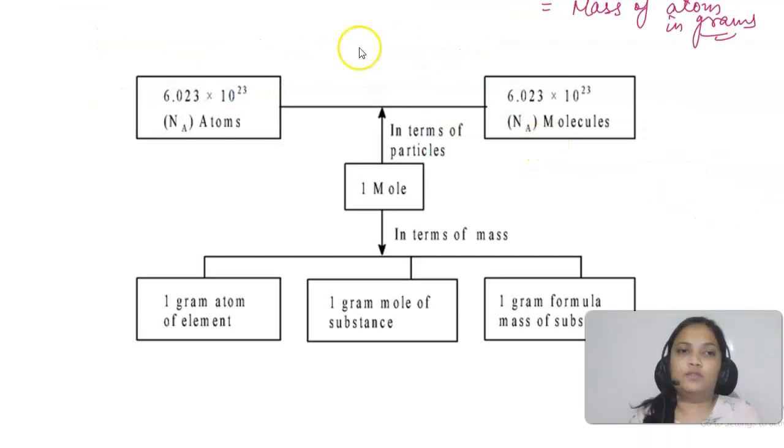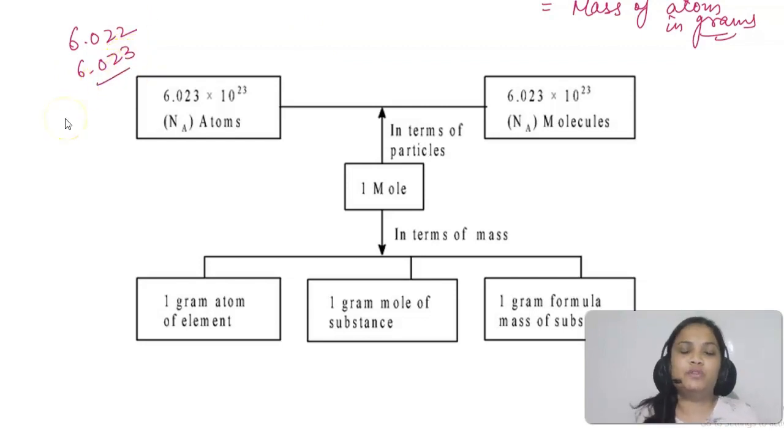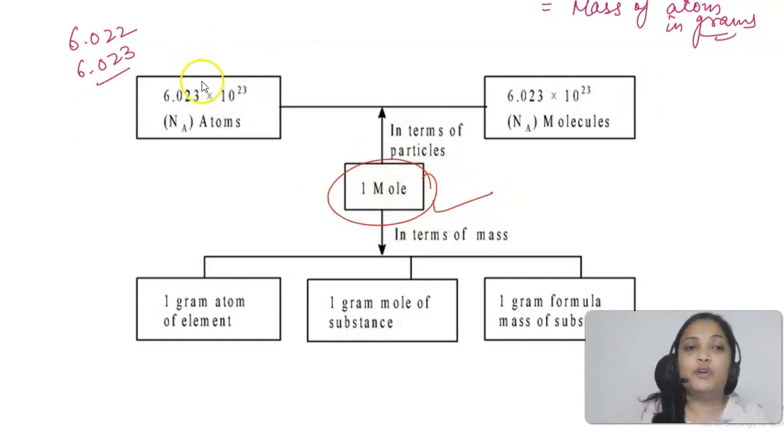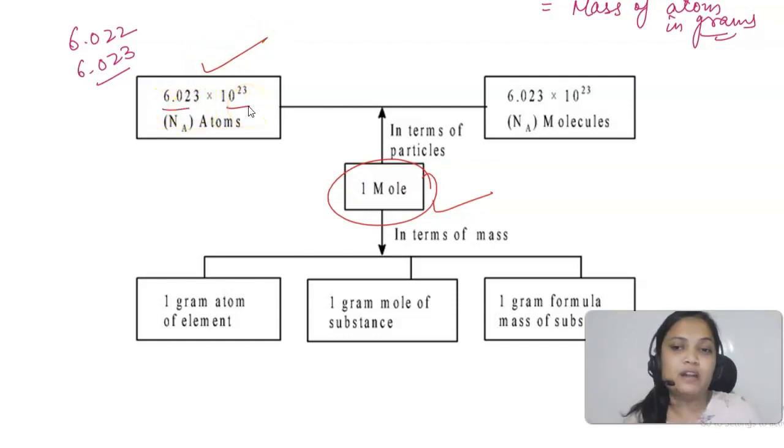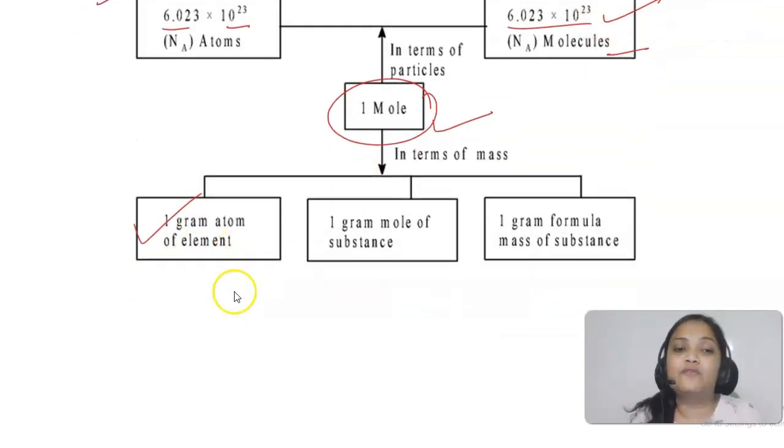So this is your flowchart. See, don't get confused. Sometimes it's 6.022 or some books have written 6.023. That's not a problem, okay? So students, I told you 1 mole in terms of particles. If you have atoms, it's going to be Avogadro's number of atoms, being 6.023 into 10 to the power 23 atoms. Whereas if you have molecules, it's going to be 6.022 or 6.023 into 10 to the power 23 molecules. Then in terms of mass, it is 1 gram atom of that element.